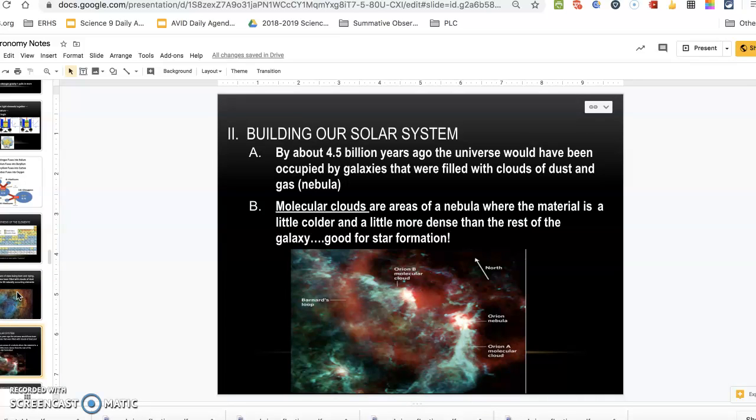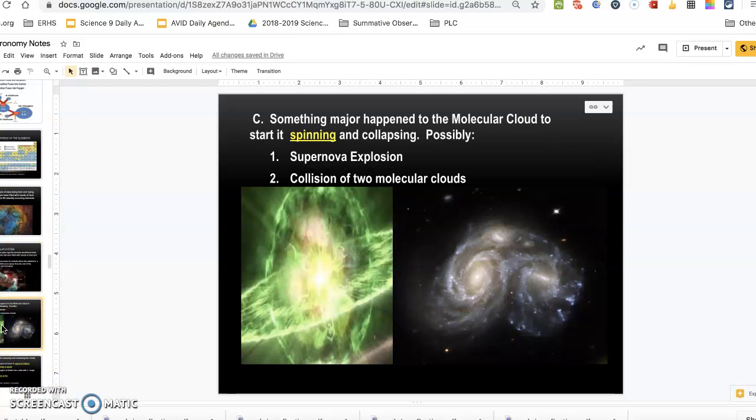Let's talk about our solar system specifically. 4.5 billion years ago, the universe would have been occupied by galaxies that were full of these clouds of dust and gas, which we call nebula. Within those clouds of dust and gas are molecular clouds. These are special places where the material is just a little colder, a little more dense, and that's a really good spot for star formation to occur. Something happened to get those molecular clouds to start spinning. A couple different possibilities include a supernova explosion, very likely, or two molecular clouds just bumping into each other and setting off the spinning.